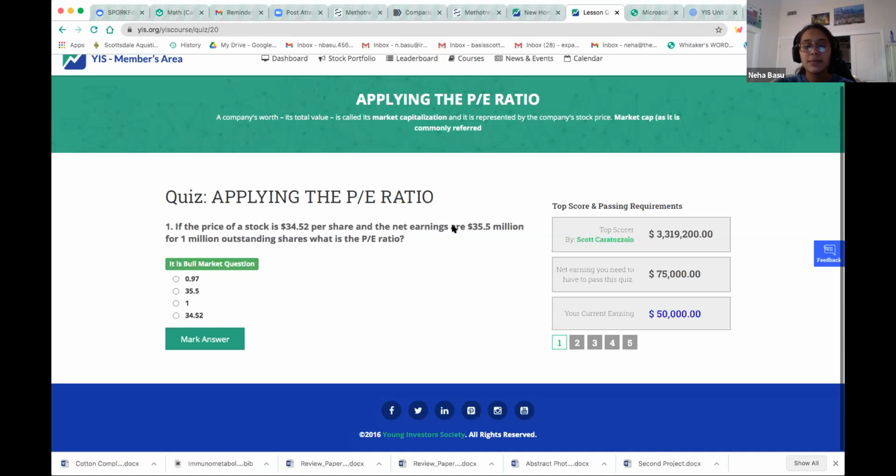So they give us 35.5 million for net earnings, and we're going to divide that by the 1 million outstanding shares. As the name implies, it's earnings per share, so you just take the earnings divided by shares. So that's going to be 35.5. To get the PE ratio, we're going to do 34.52 and divide by 35.5. And that gives us 0.97. So that's going to be our answer for this one.